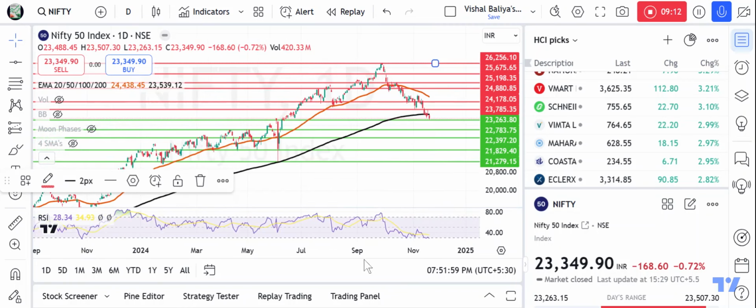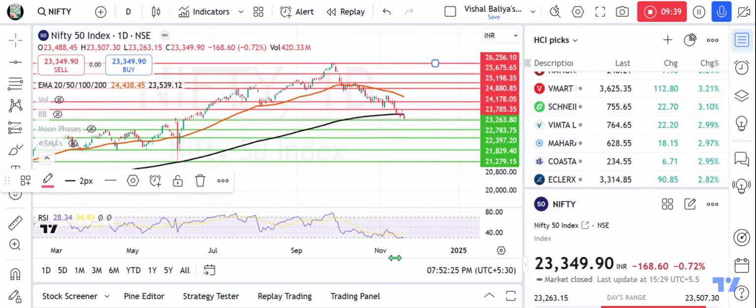If you look at RSI, it is going low. RSI is right now at 28.34 levels, which means the Nifty is hitting the buy zone. So what I will be doing is looking at some blue chip stocks, some large cap stocks which are available at good discounts, for buying opportunities.